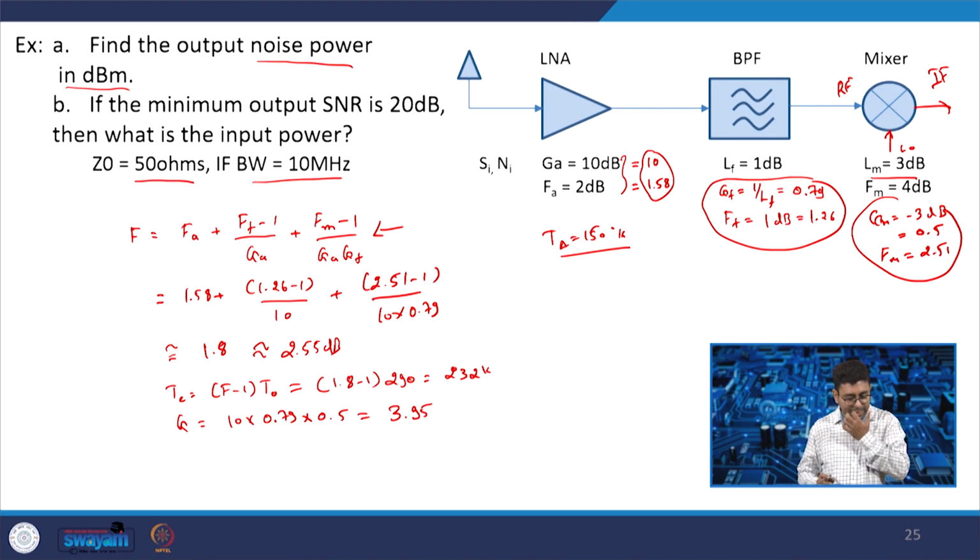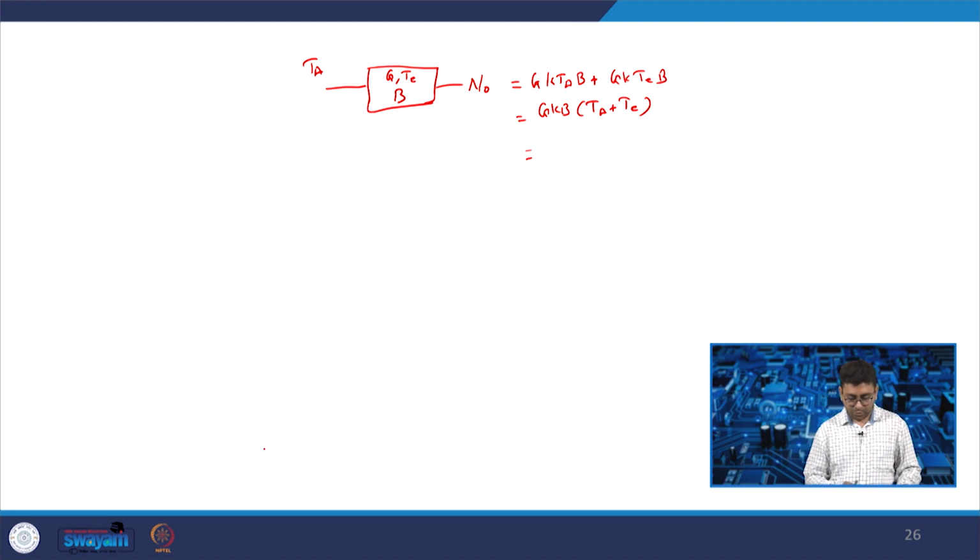Similarly, there is another part of the example. If the minimum output SNR is 20 dB, then what is the input power? So, you can also find out the input power based on the output SNR that is given. So, in part B, SNR out is 20 dB. So, what is your Si?